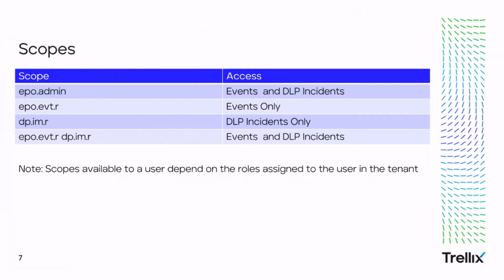As you'll recall, I granted my user api.webinar@trellix.com a limited role that only included those two permissions. From the authui.trellix.com support site, we can see what scopes are applied to the user based on the roles assigned to the user. And again, since this user only has the ePO-EVT.R and DPIM.R scopes assigned through IAM, these are the only scopes that can be included in a token request using this user's credentials.